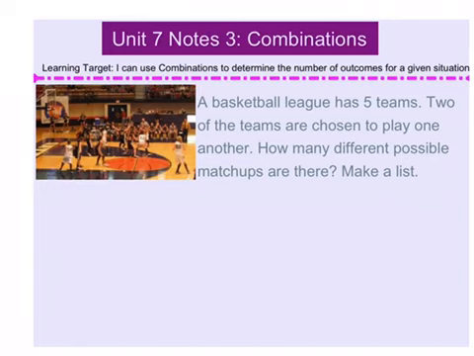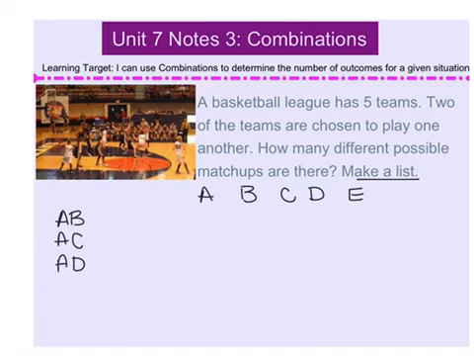Make a list. So the first thing I'm going to do here is I'm going to give my teams names, I guess you would call them. I'm going to call them A, B, C, D, and E. Those are my 5 different teams. So now that they all have a name, I can make a list of matchups. So A can play B, A can play C, A can play D, or A can play E.